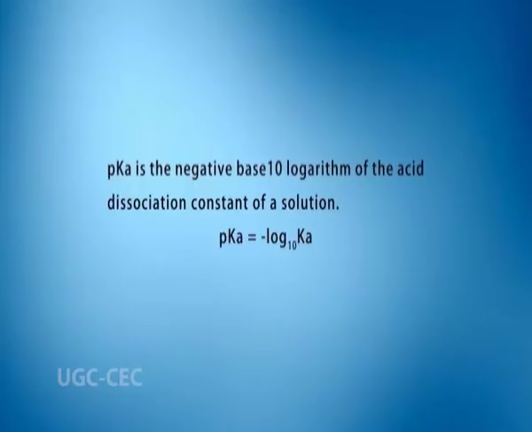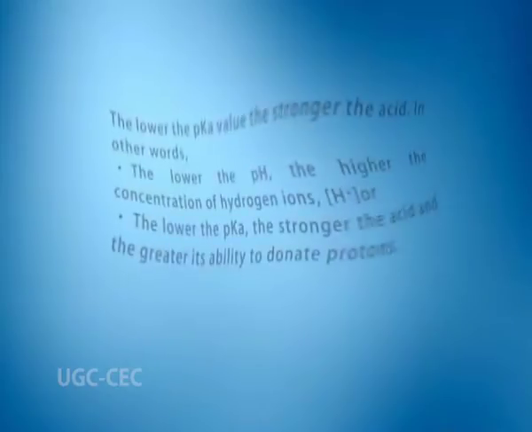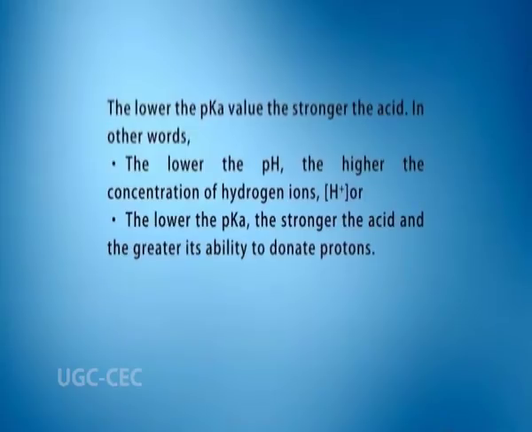That is, pKa is equal to minus log 10 of Ka. The lower the pKa value, the stronger the acid. In other words, the lower the pH, the higher the concentration of hydrogen ions, or the lower the pKa, the stronger the acid and the greater its ability to donate protons.